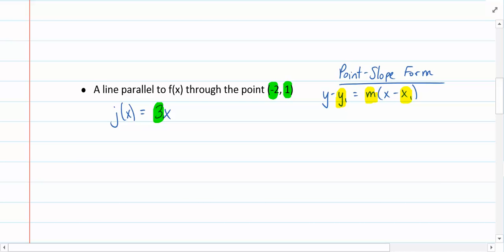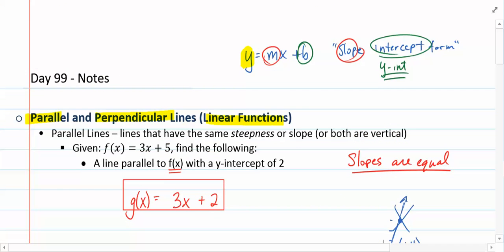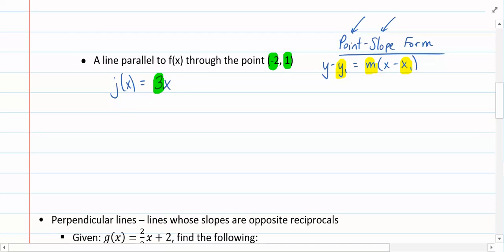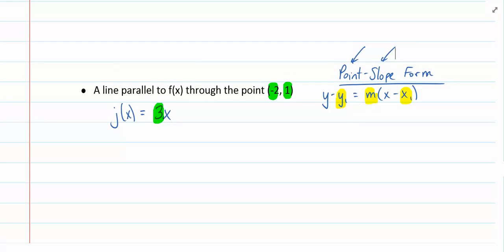And by the way, you'll notice that this type of form gets its name from the two items that we were given. We were given a point and the slope of a line. When we have a point and a slope, we would use the point-slope form. Whereas if we were given a slope and an intercept, we would use the slope-intercept form. Let's take a look at what happens here.